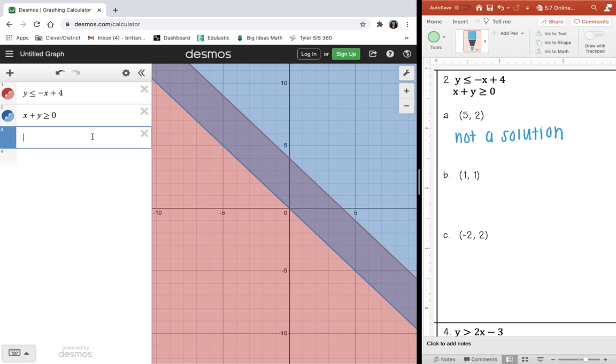Okay, let's try that next one. So next one I have (1, 1). That one is in the overlap, so that means it is a solution. Okay, and my last one I have (-2, 2). And I see that one ends up on my boundary line, but since again it's a solid boundary, that means it's a solution. If it was dashed, it wouldn't be a solution.